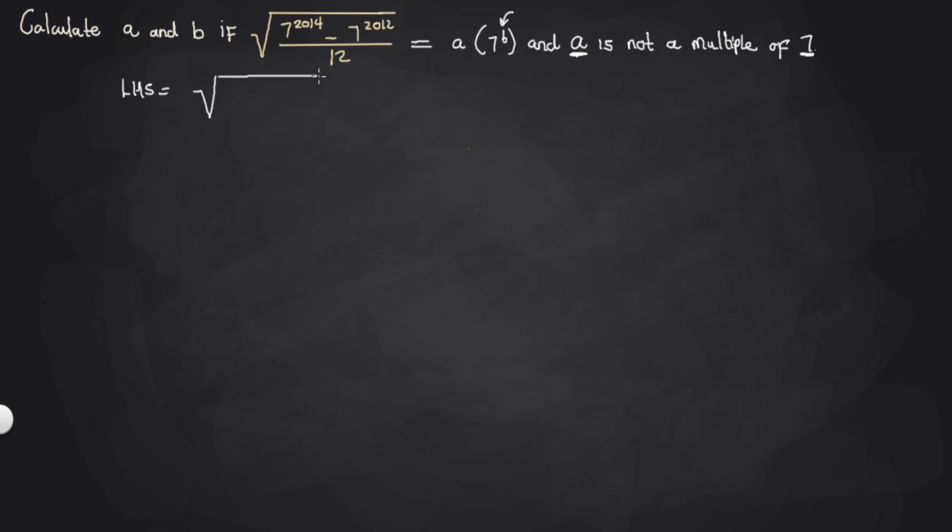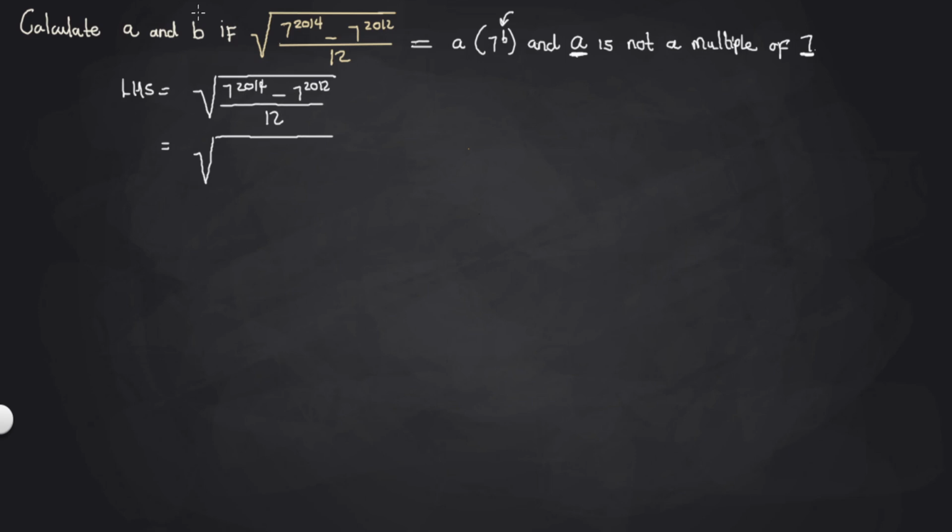So we have the square root of (7^2014 minus 7^2012) divided by 12. Now I have 3 powers. This is a power, 12 raised to exponent 1. I can consider this as a power. This is also a power. This as well is also a power. Now I'm only going to pay attention to these 2 powers, the ones with the greatest exponent.